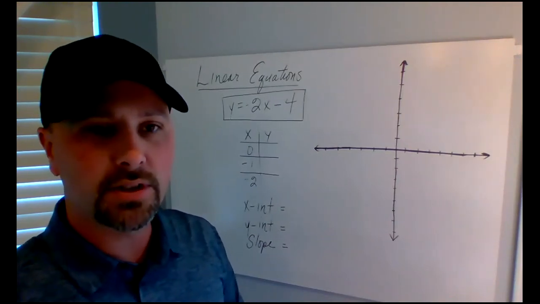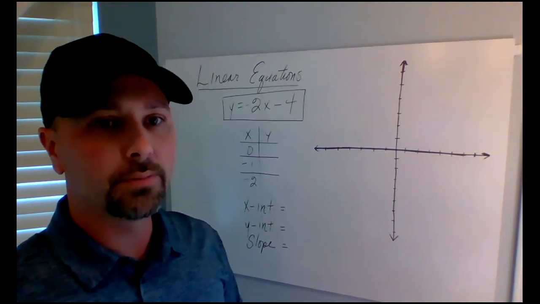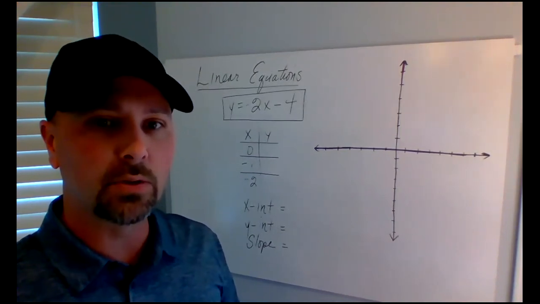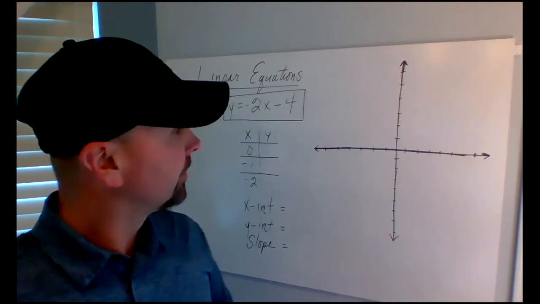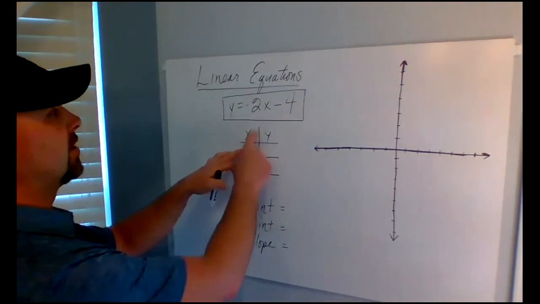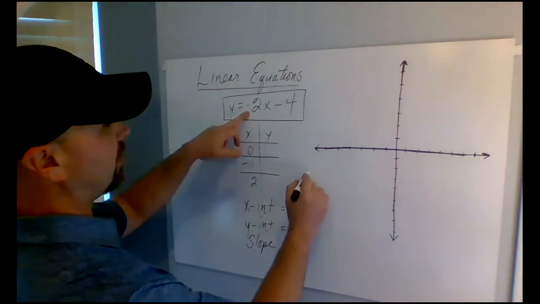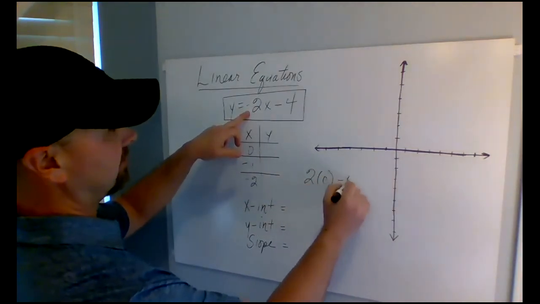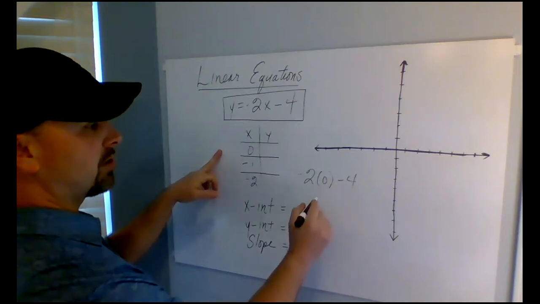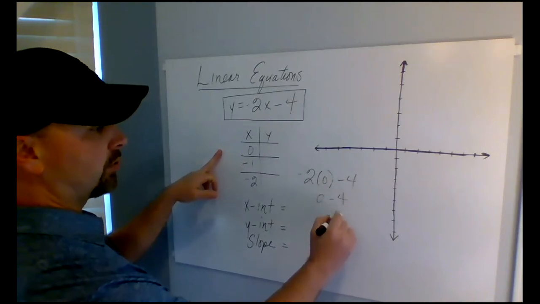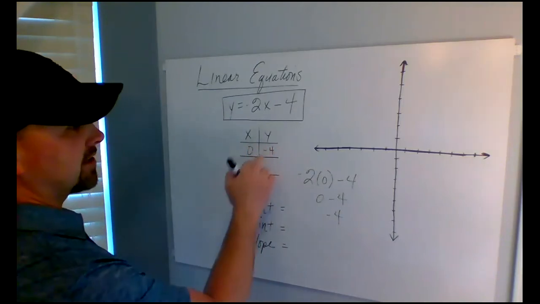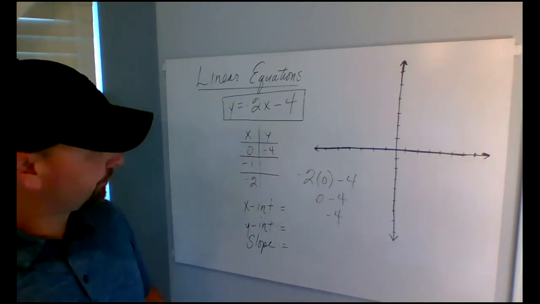A great one to start with is 0. Good ones are also 1 and -1 because those are really easy to work with. So take a look at what happens when I pick 0. I'm going to put 0 into this equation for x. So -2 times 0 minus 4. -2 times 0 is 0, minus 4 equals -4. So when x is 0, y is -4.